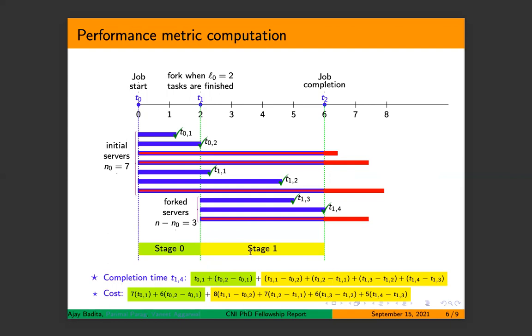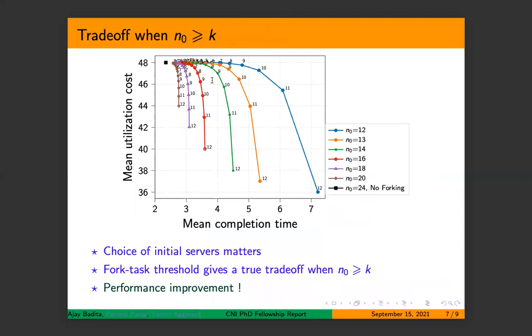It is clear that to compute the means of the performance metrics, we have to compute the mean of the inter-service completion times. Here we plot the trade-off between mean server utilization cost and mean completion time for different values of initial servers, for the case where the initial number of servers is always greater than the required number of tasks, 12. As you see, when the initial number of servers increases, the mean job completion time decreases, trading off with the mean utilization cost. But this flexibility is not there when we fix the initial number of servers. We find that to get a good trade-off point, the choice of initial servers really matters.